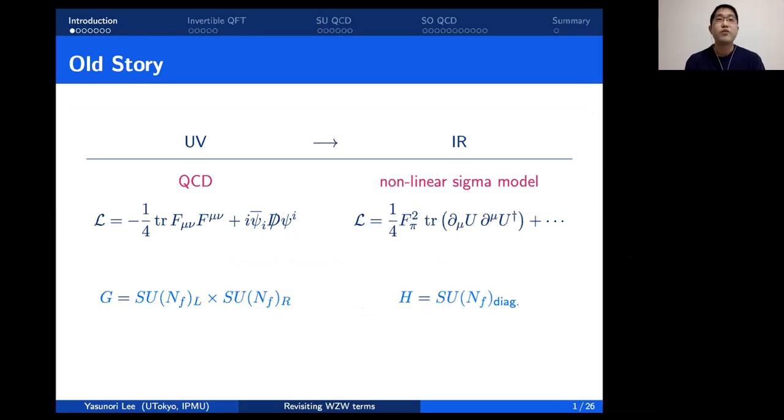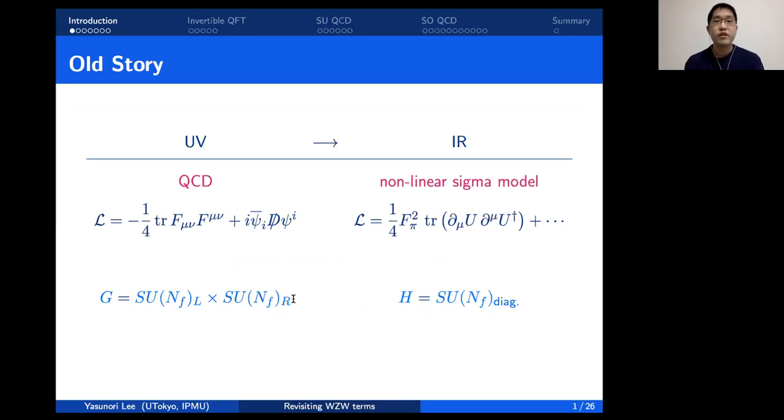So let me begin with the old story about QCD. QCD is an SU(N_c) gauge theory coupled to N_f fermions in the fundamental representation of the gauge group. When these fermions are massless, the theory is invariant under SU(N_f) left times SU(N_f) right flavor symmetry, which acts on left-handed fermions and right-handed fermions respectively.